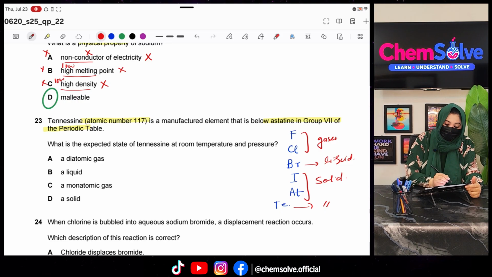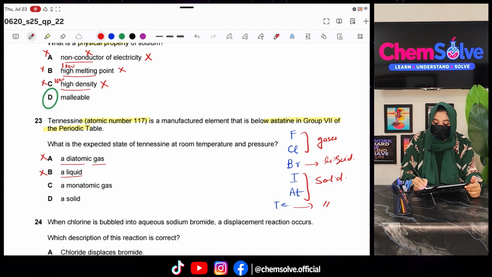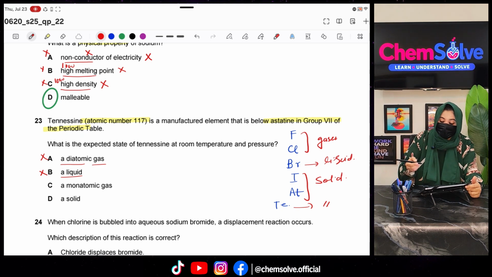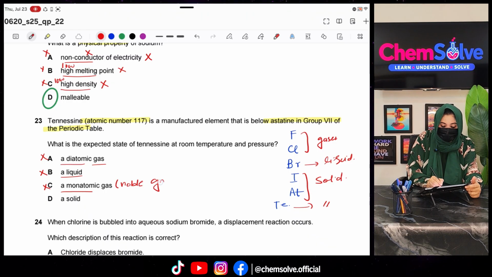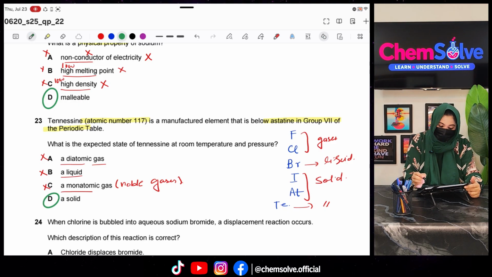A diatomic gas. Group 7 elements are diatomic, but it's not a gas. Liquid, no, because as iodine is a solid, so the elements which are down than the iodine, they should also be the solid. Monatomic gases, only the noble gases are monatomic. So according to our discussion, D is the correct option.